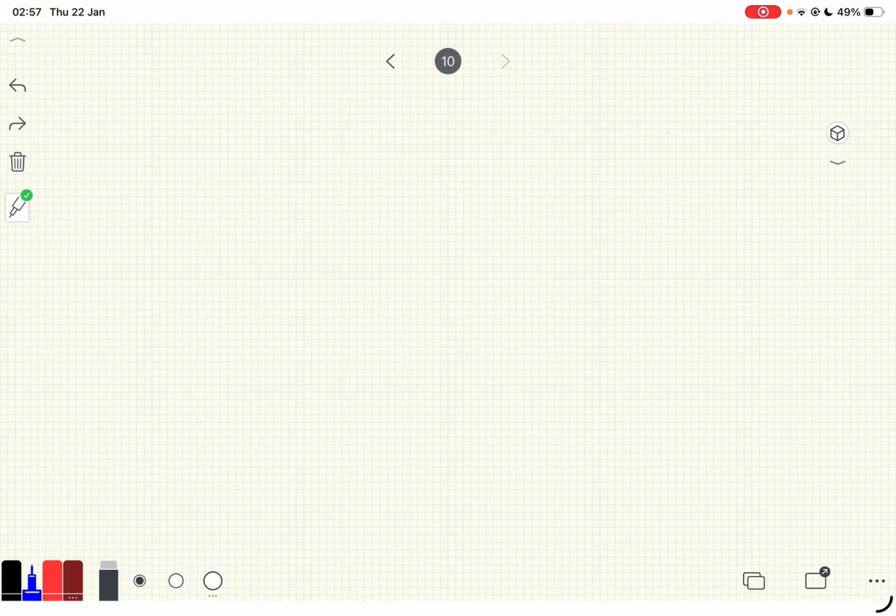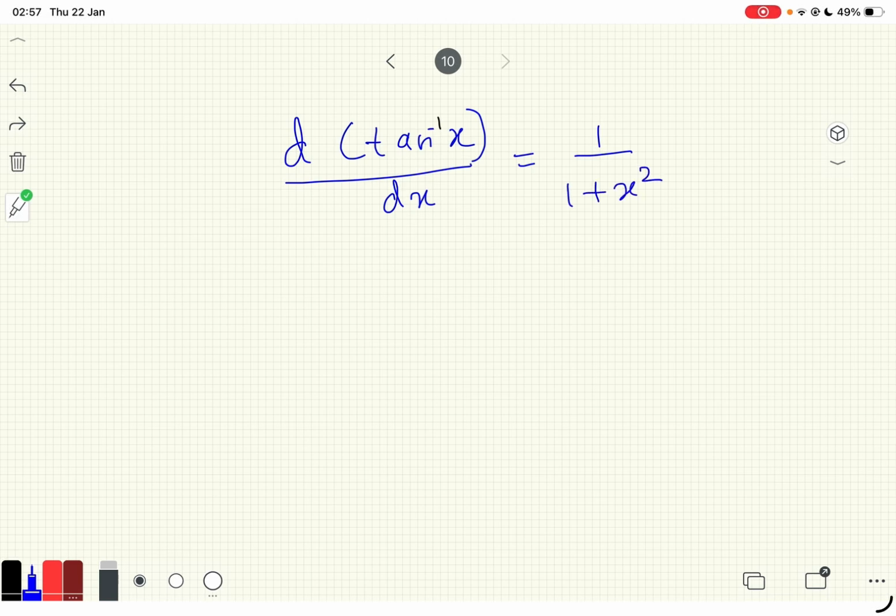From the previous video, we have learned the derivative of arctan x with respect to x is 1 over 1 plus x squared. So that immediately tells us the reverse fact, which is the integration of 1 over 1 plus x squared is equal to tan inverse x plus c.